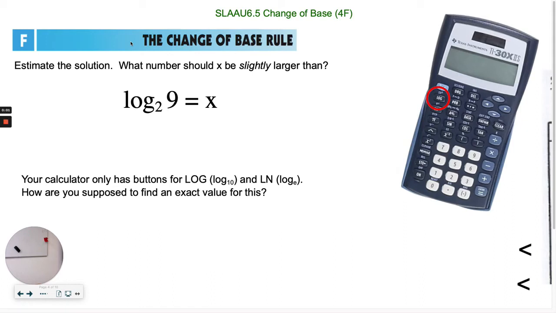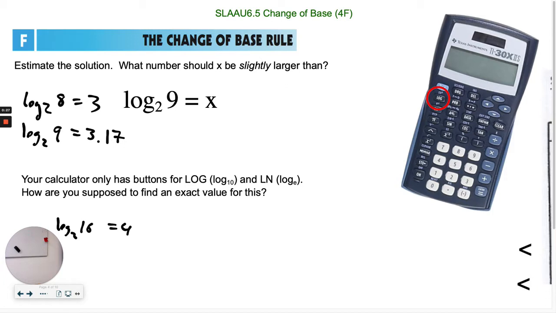Before calculators, they'd have a list. They'd say log base 2 of 8 is obviously 3, and log base 2 of 16 is obviously 4. But they'd have a table of values all the way through from here to here. They'd say log base 2 of 9 is 3.17, because somebody had figured it out really precisely. Log base 2 of 10 is 3.28, making stuff up. And they'd have all the decimals in between.